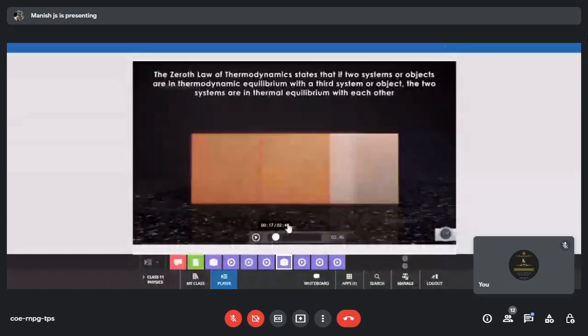So what they are saying here is a statement, as per the Zeroth Law of Thermodynamics. According to the statement, when two objects are in equilibrium with each other, they initially took two blocks and said that those two objects are in thermodynamic equilibrium. What do you mean by a thermodynamic equilibrium? Both of them are at the same temperature. Okay, that is the thermodynamic equilibrium.